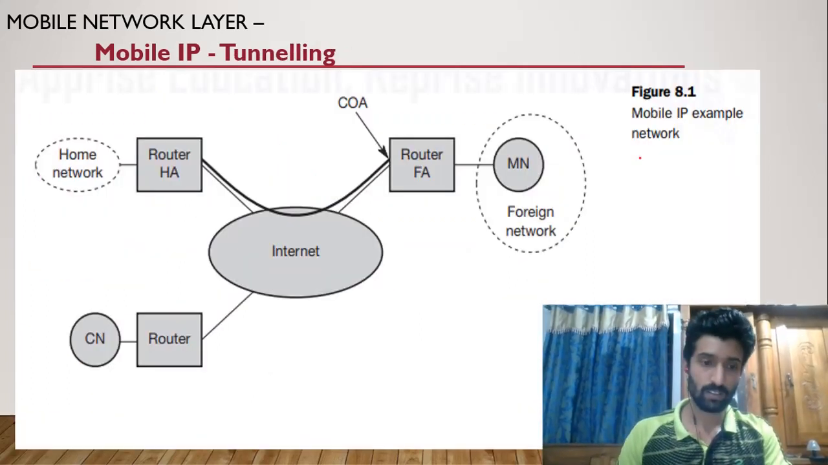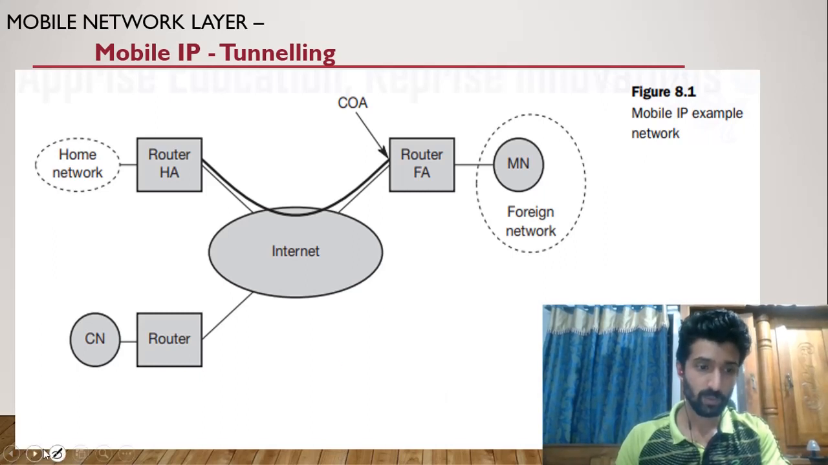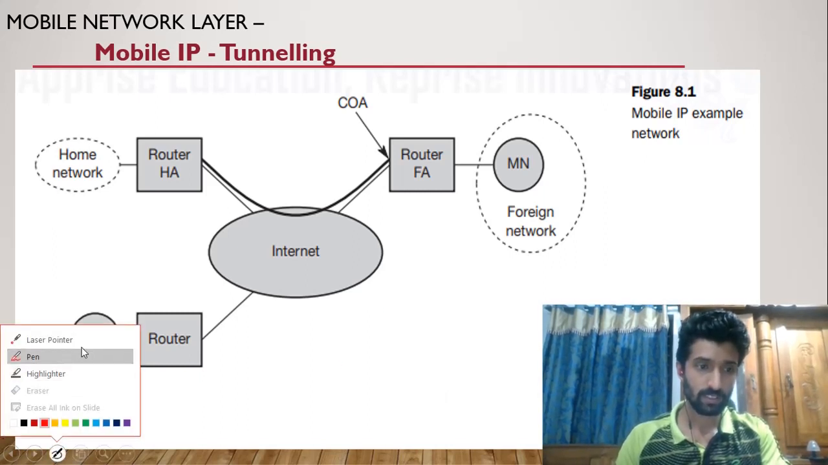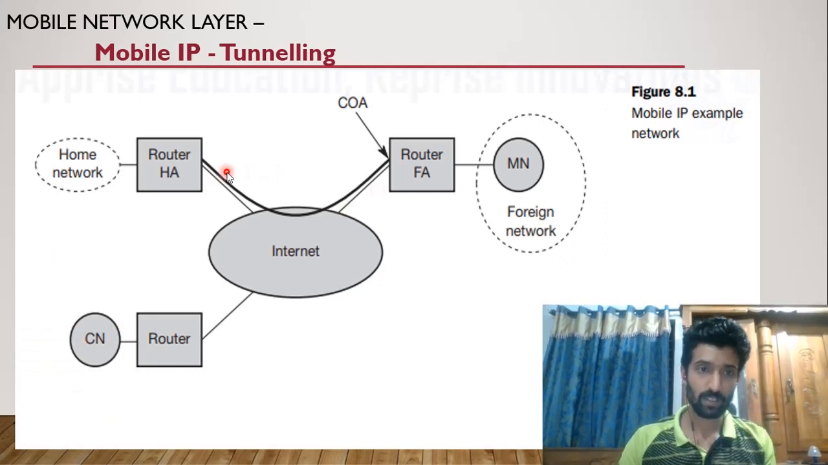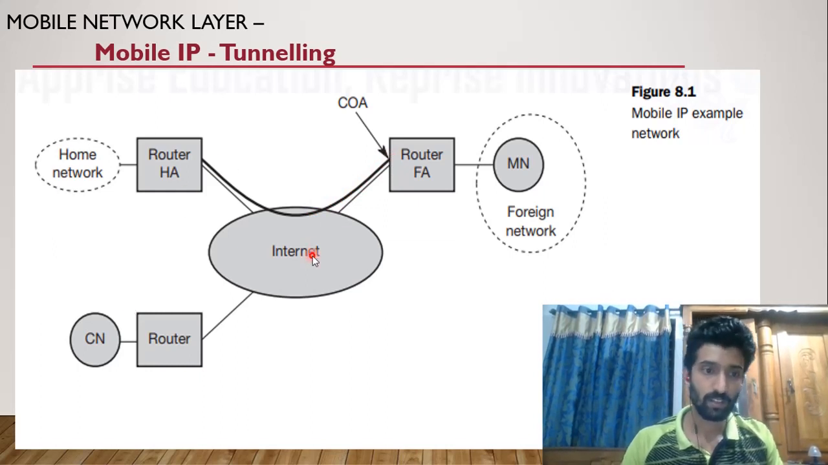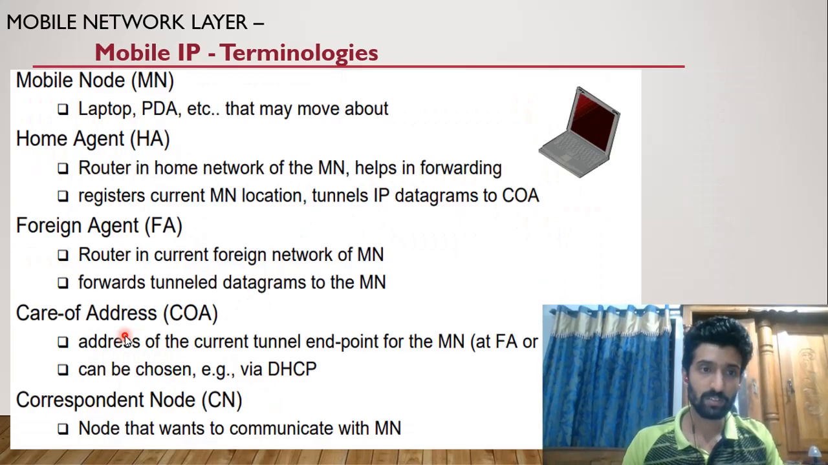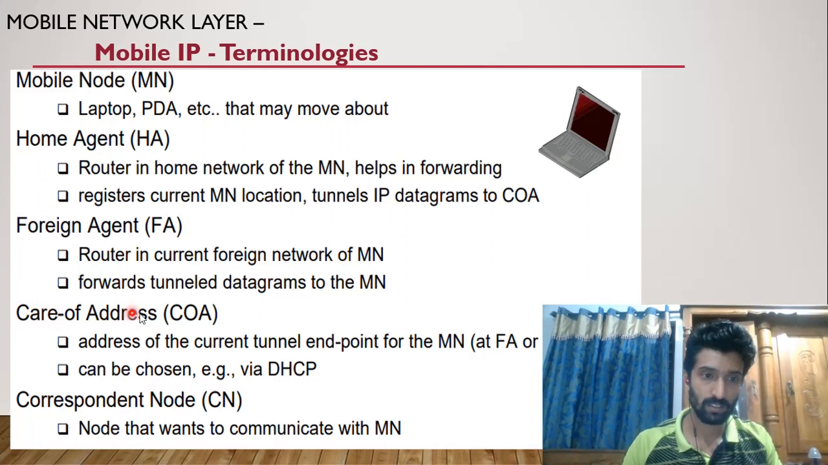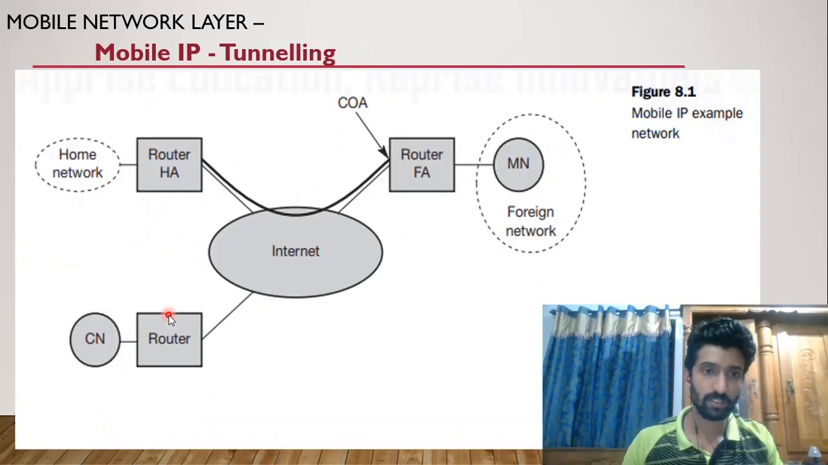This is the figure I've taken from your textbook. It is exactly the same as the previous figure, but drawn another way. So we have the home network, home agent, CN's router, foreign network, and foreign network router. And this bold line is called the tunnel, as we discussed. So this entire process is called tunneling. Here we will learn one more new terminology, which we didn't discuss in the initial session. That is care of address.